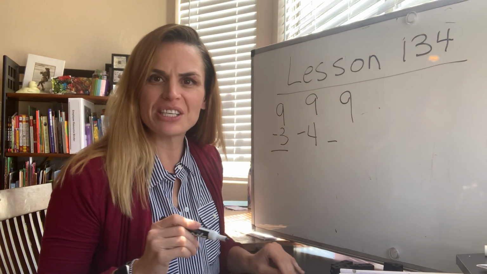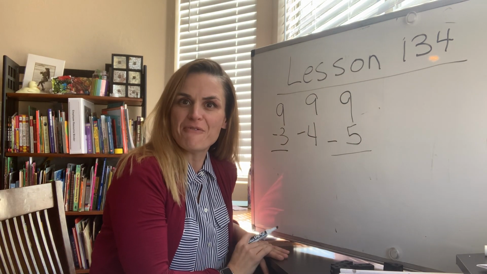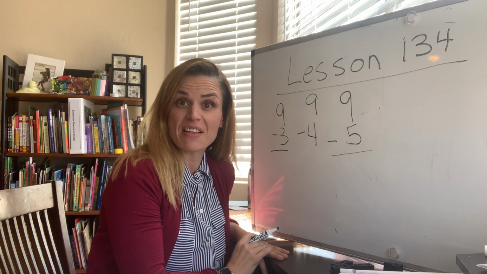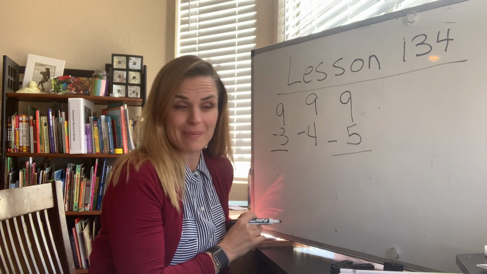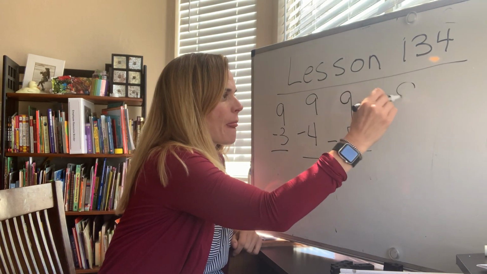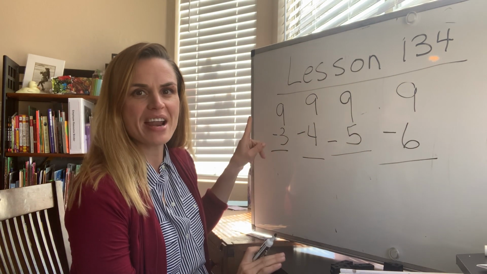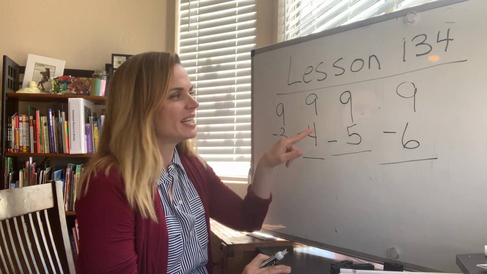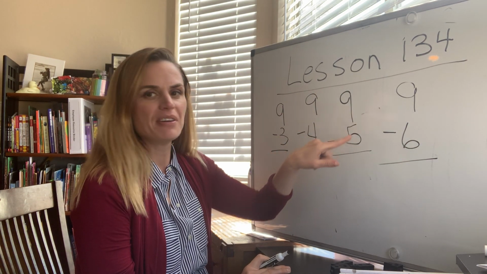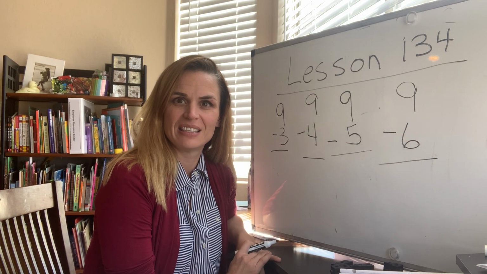Boys and girls, today we're going to do a little review of some facts at the top of your fact sheet for lesson 134. And then we'll get into our lesson, more fact families. So let's take a look at these and see if you notice a pattern. So we have 9 minus 3, 9 minus 4, 9 minus 5, and 9 minus 6. What do you notice with this?